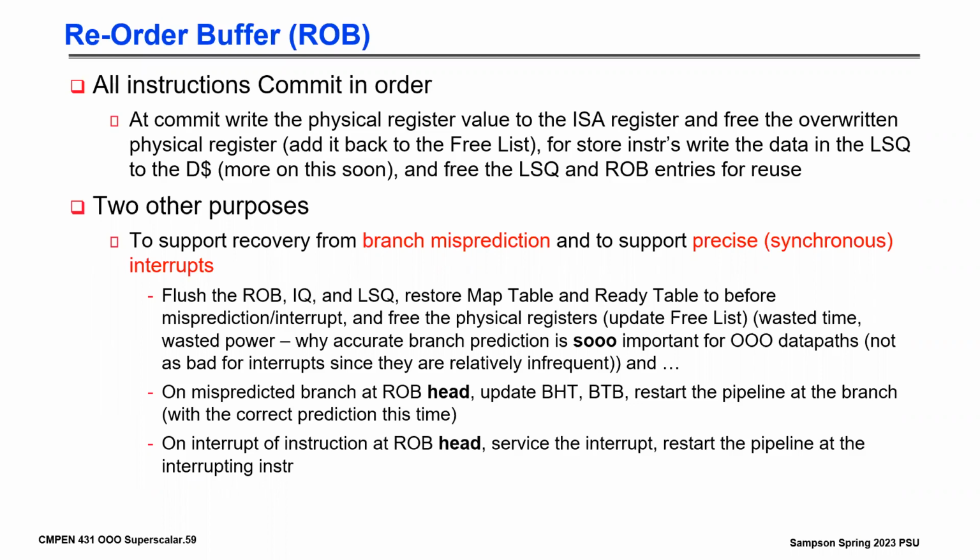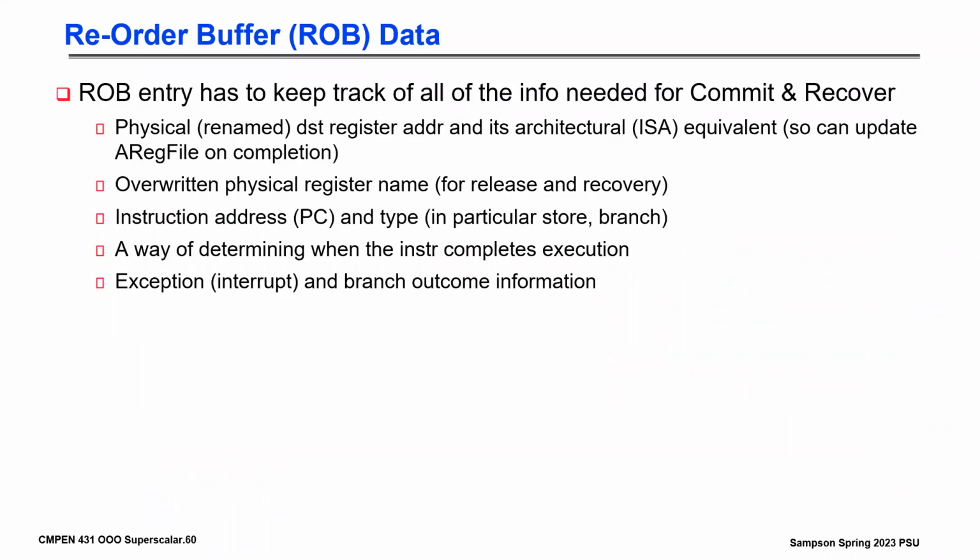Any questions so far on how we're going to recover using the ROB? We haven't talked about what all the data is, but assume that the ROB remembers a lot of stuff. So particularly, here's a list of all the things that it has to remember. Okay. So I need to know what the renamed destination register was. I need to know what the architectural register was that I'm going to be updating at commit, if any. I need the overwritten register. I need the original instruction address and its type. This is going to allow me to update my branch structures at the end.